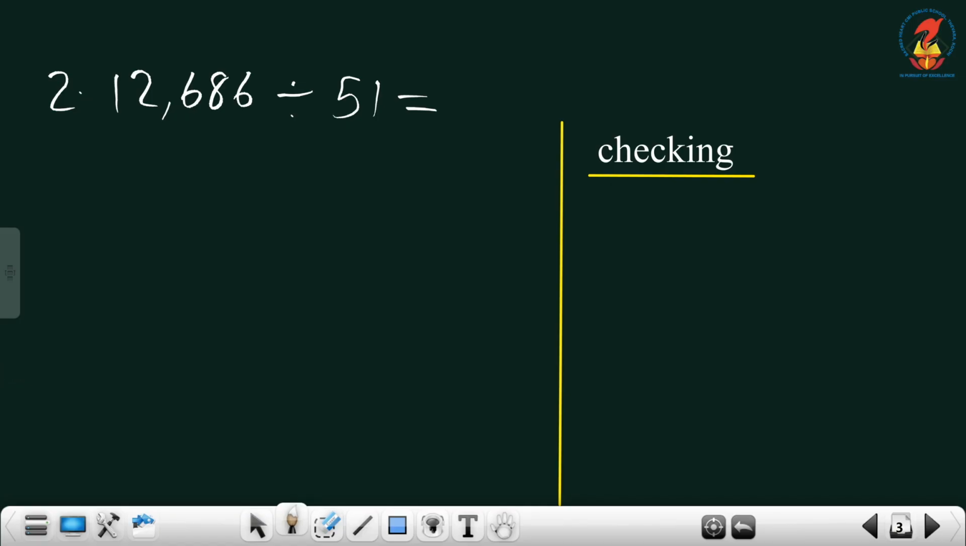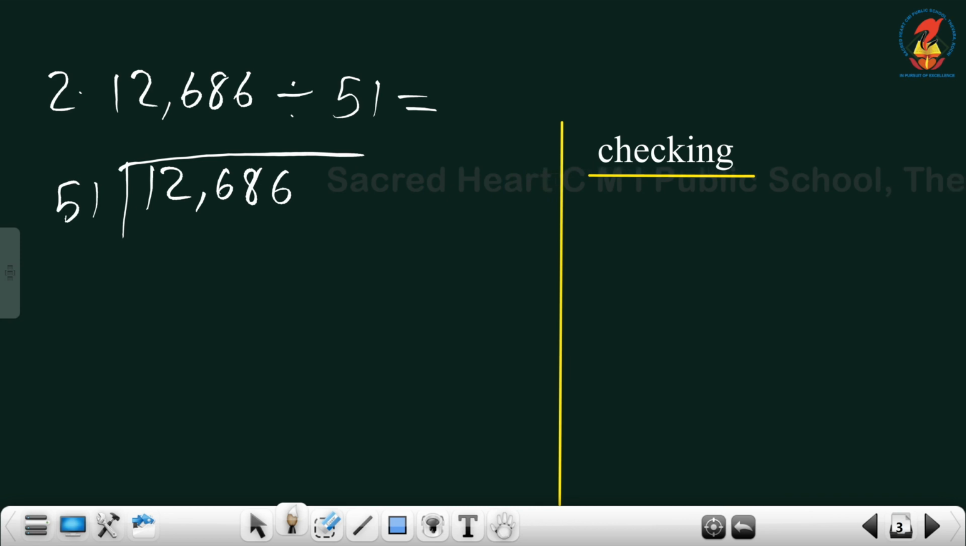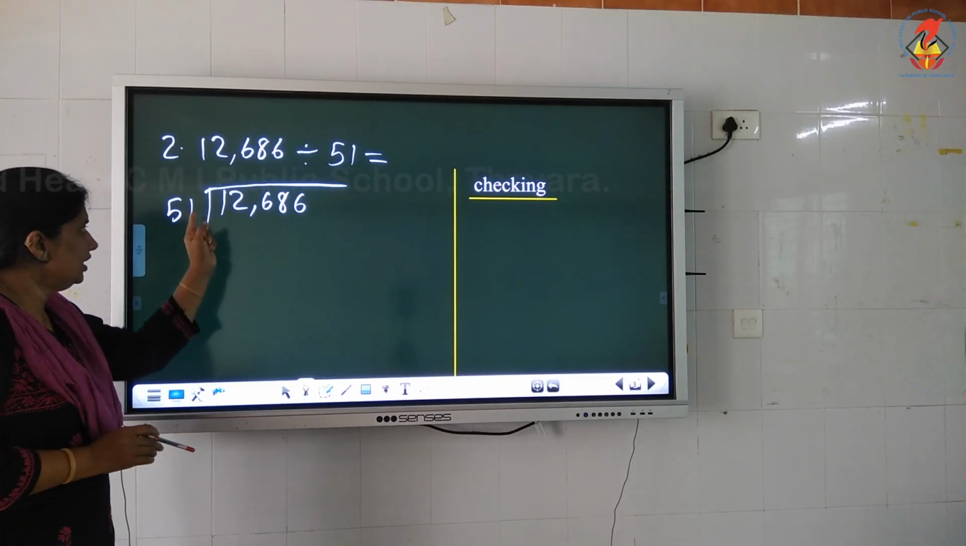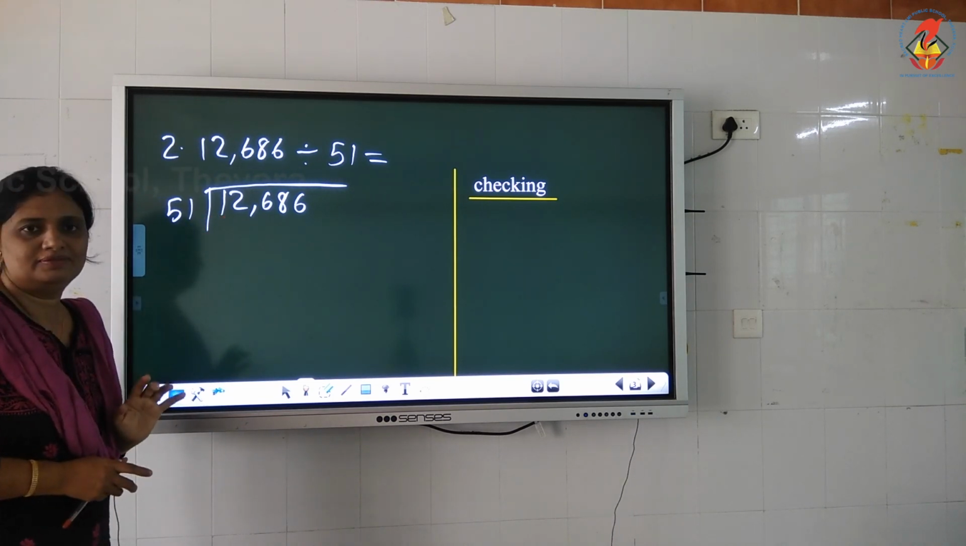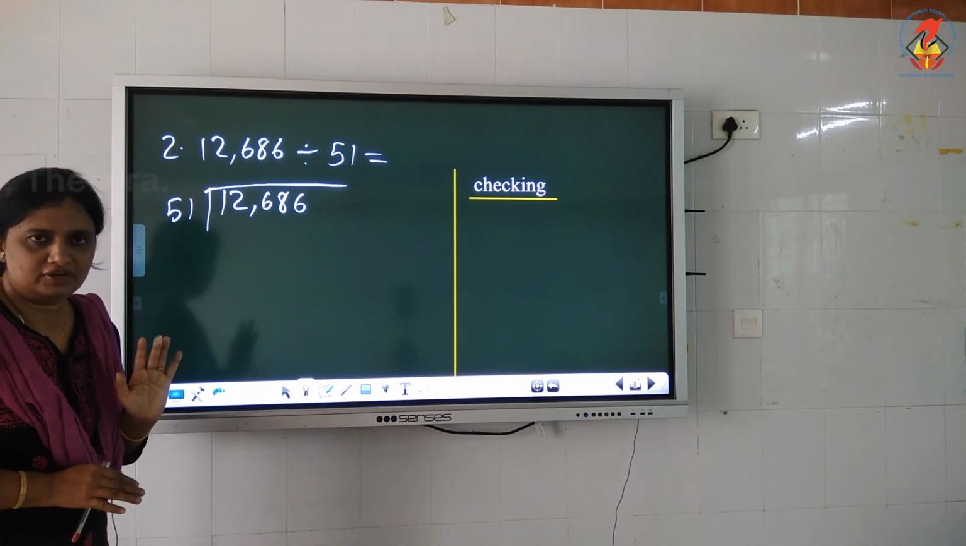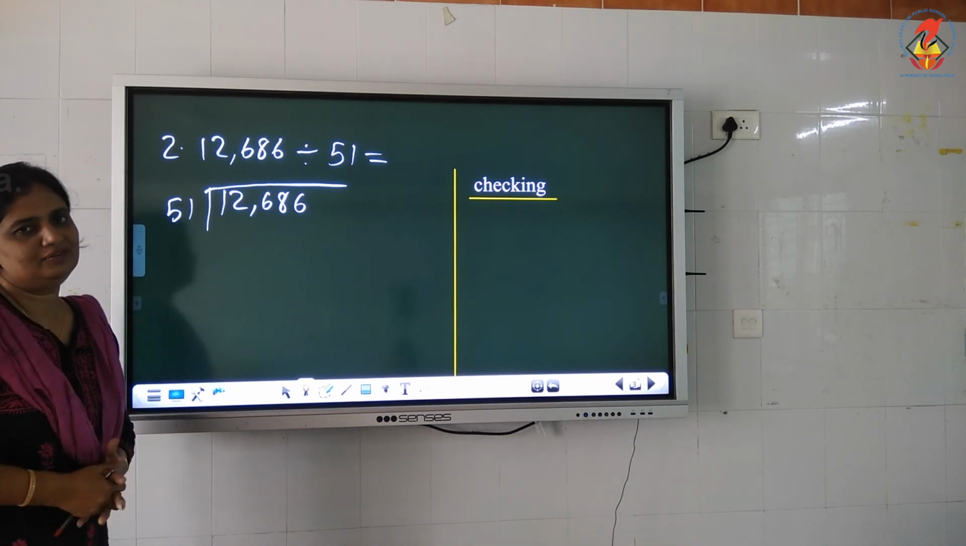The next number is 12,686 divided by 51. Bigger number only, right? Yeah. That I will write. 12,686 divided by 51. Here you need to check. First number is what? 1. 1 is less than the divisor. So I need to consider 2-digit numbers. 2 digits are what? 12. First 2 digits are 12 only. Again that is also less than 51.